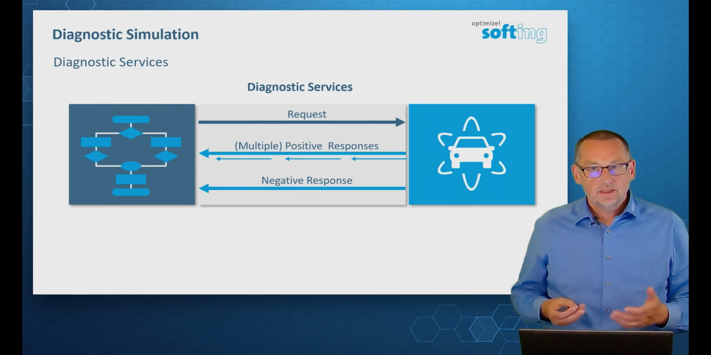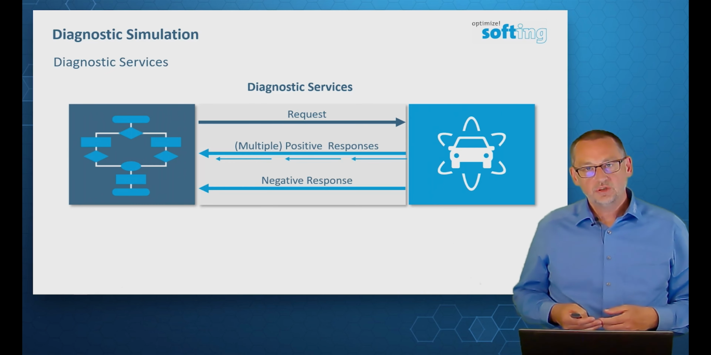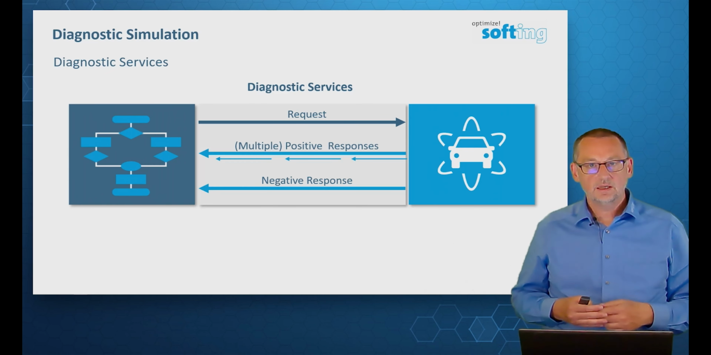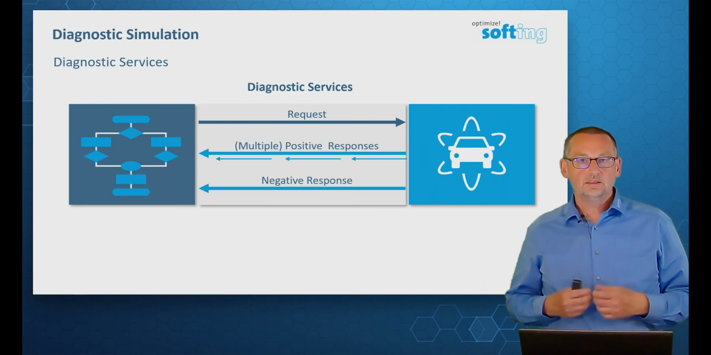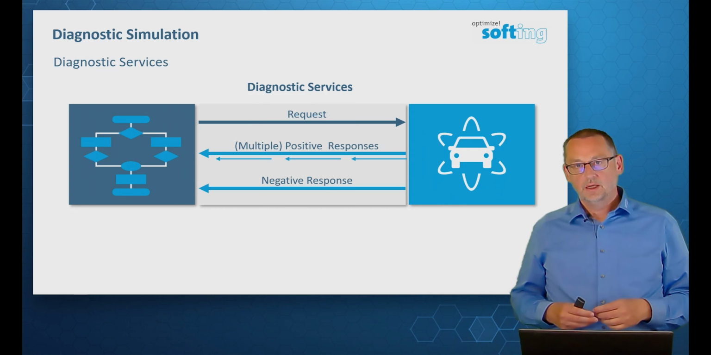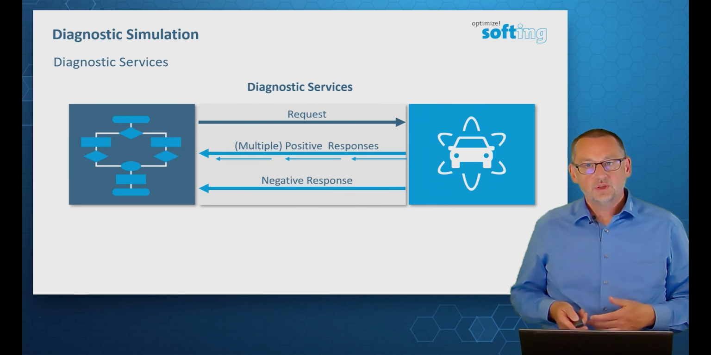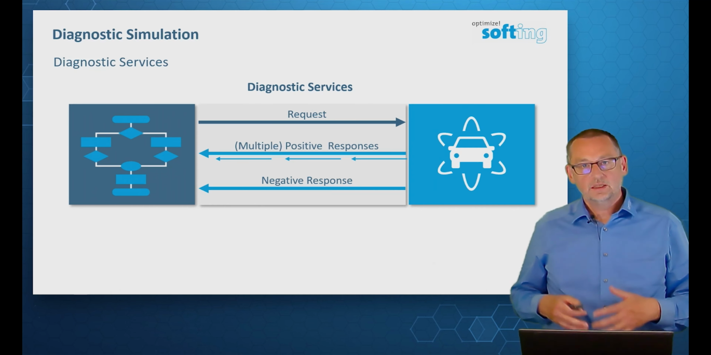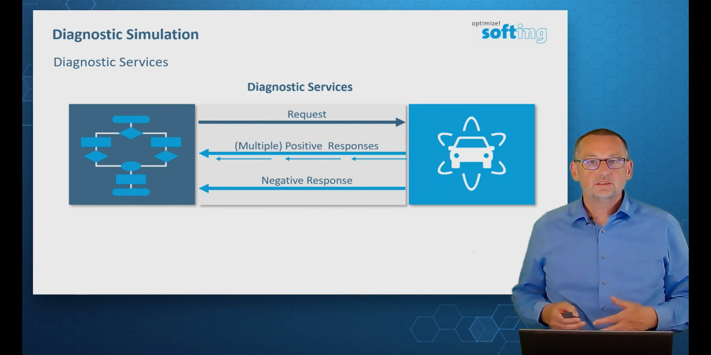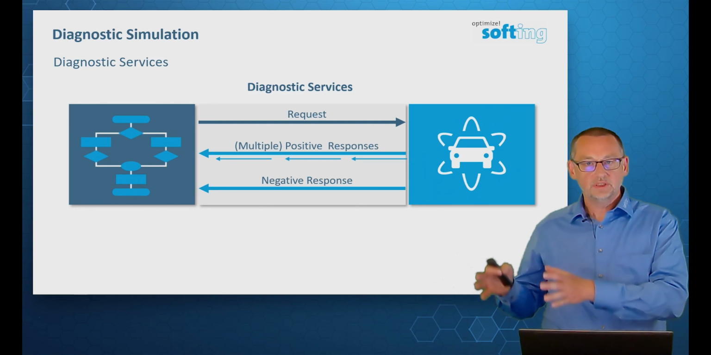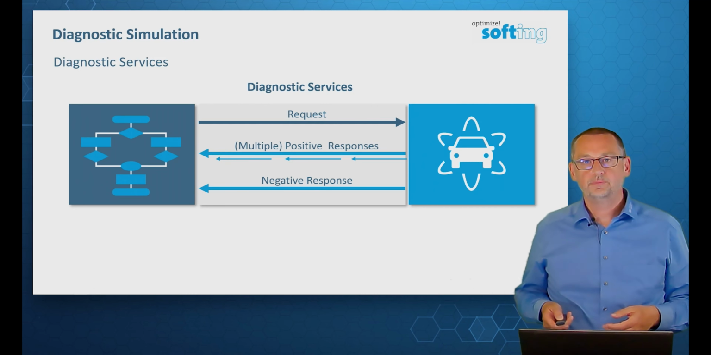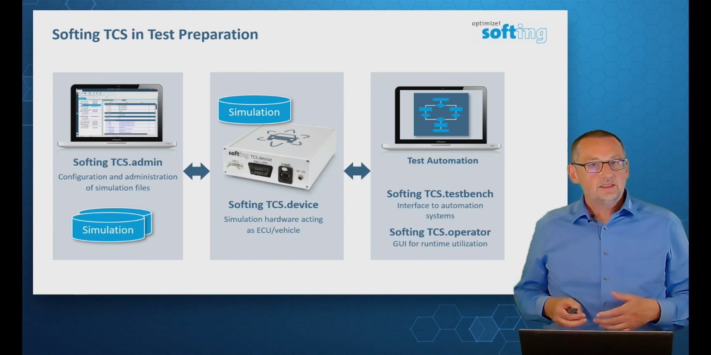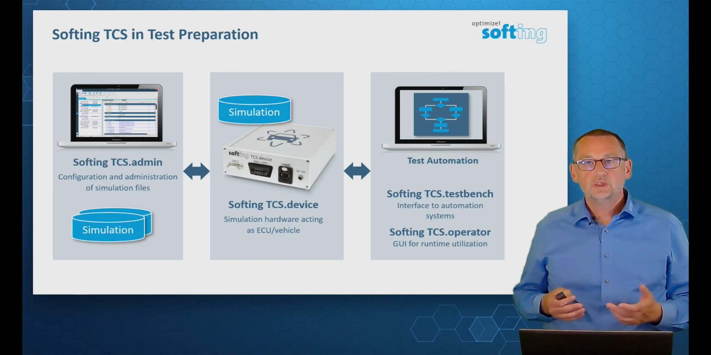These services are essential for conducting diagnostic operations, such as reading sensor data, retrieving diagnostic trouble codes, executing self-tests, and configuring ECU parameters. The simulation for the diagnostic services can be automatically generated from the ECU's ODX diag layer container. Matching pairs of diagnostic requests and responses can easily be compiled using service parameter values. Softing TCS consists of various components and functions.